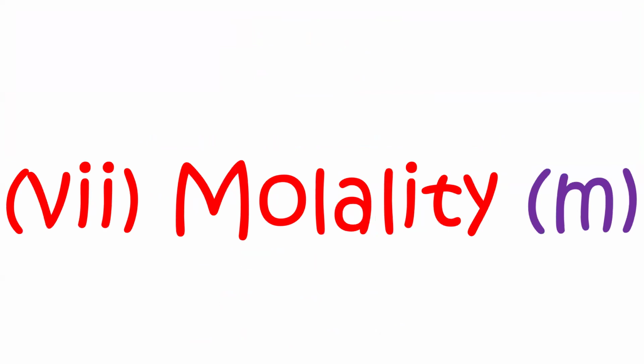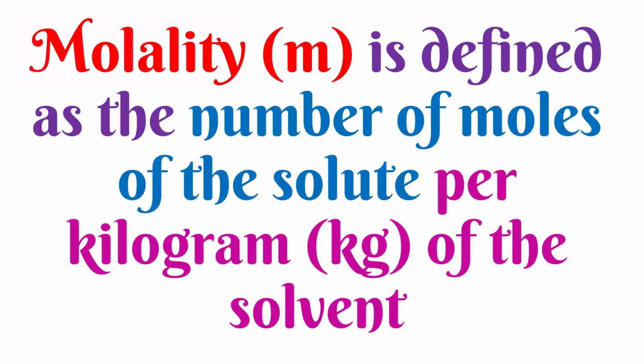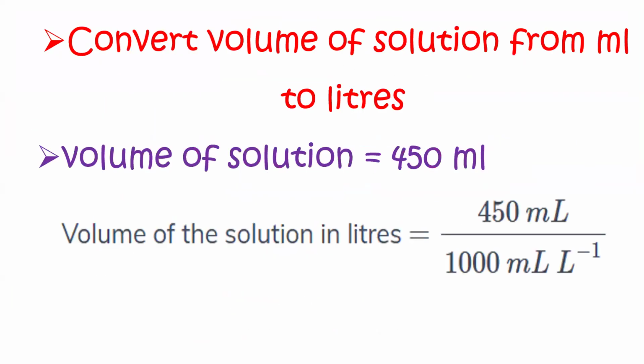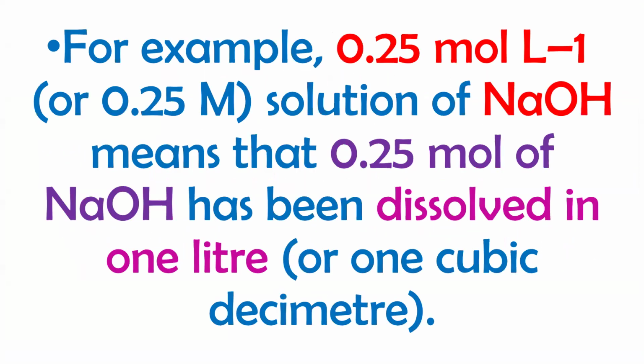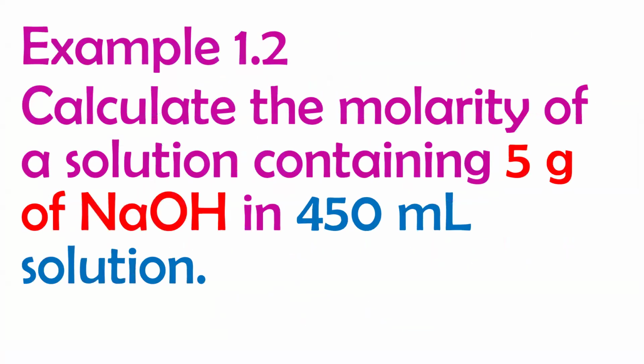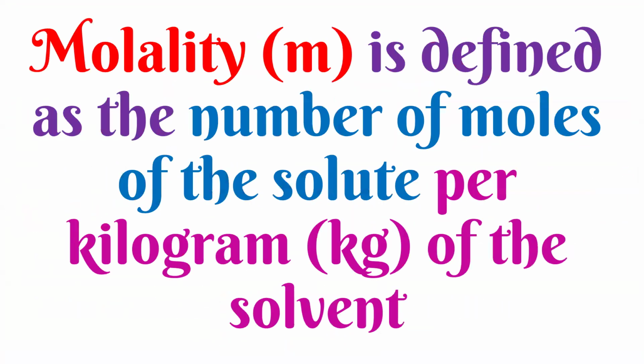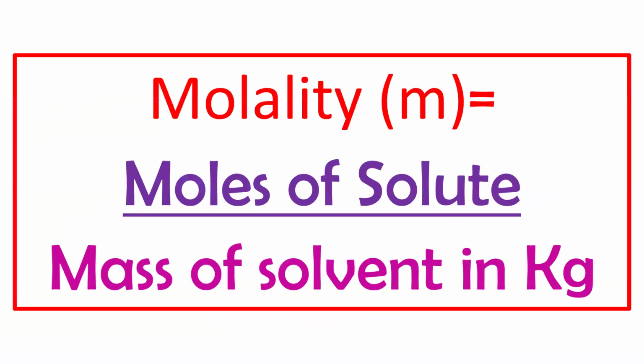Now next is molality. It is small letter m. So we have to be very careful about capital letter M as well as small letter m. Molality is defined as the number of moles of the solute per kilogram of the solvent. So only one difference, that is the kilogram. Whereas molarity is dissolved in 1 liter solution. So molality, small letter m, is moles of solute by mass of the solvent in kg.